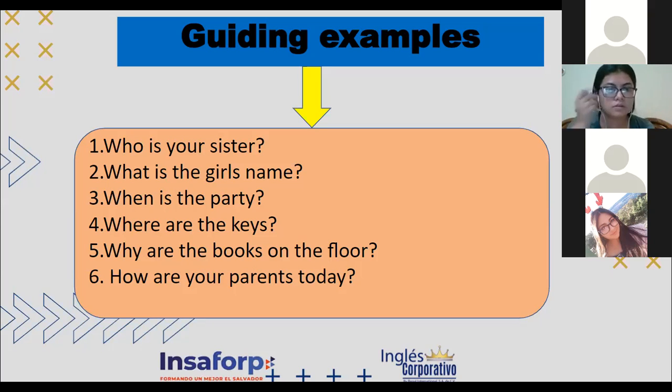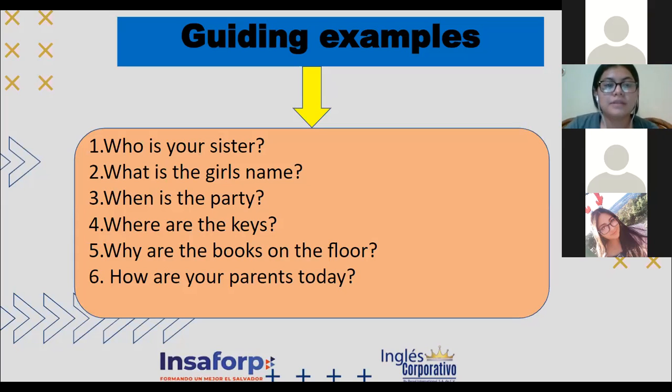Number 1. Who is your sister? My sister is in her home. ¿Who es no, quién? Who is your sister? ¿Quién es su hermana? Usted puede decir, my sister is, y dice el nombre. My sister is Ana Lilian. Perfect. Okay, number 2.